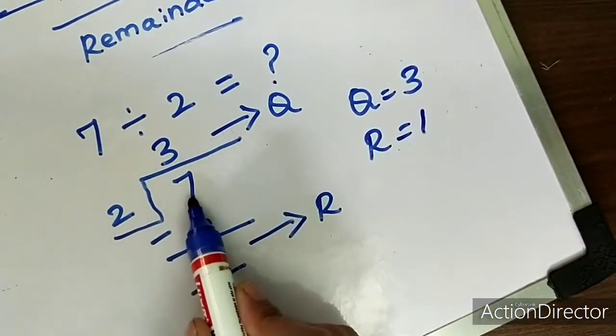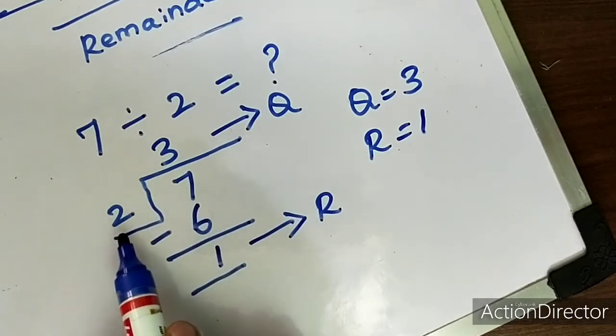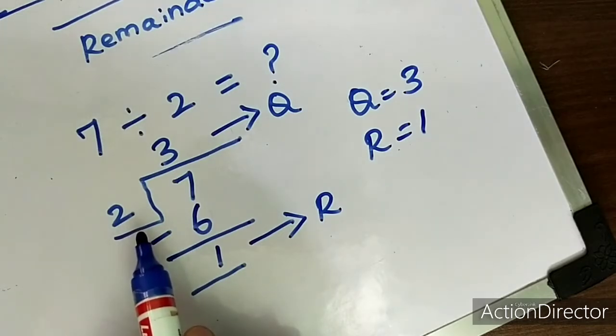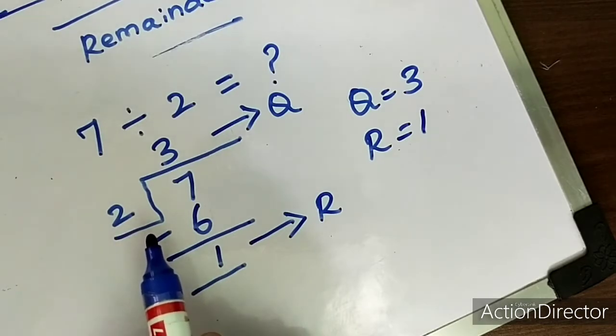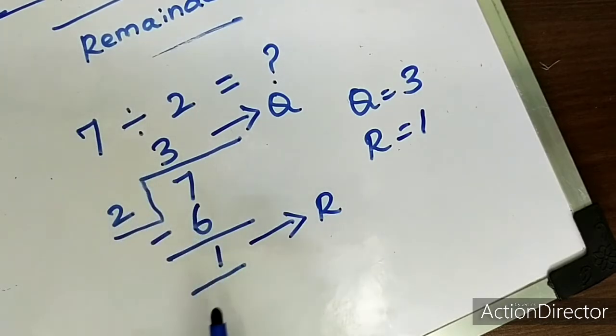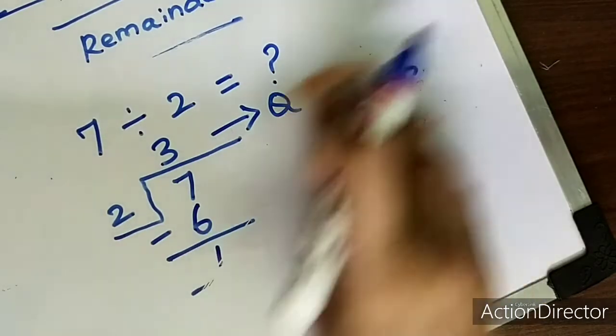So 7 will not come in the 2 tables, so we are taking the number near 7. What is the number near and less than 7? We should not take a number greater than 7. 2 fours are 8, but 8 is greater than 7, so we should not take that number. We take the number less than 7, that is 2 threes are 6. If you subtract, we get the remainder as 1.